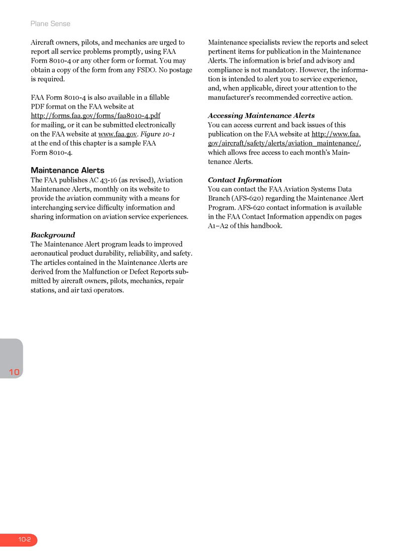Maintenance alerts. The FAA publishes AC 43-16 as revised, Aviation Maintenance Alerts, monthly on its website to provide the aviation community with a means for interchanging service difficulty information and sharing information on aviation service experiences. Background: the Maintenance Alert Program leads to improved aeronautical product durability, reliability, and safety. The articles contained in the maintenance alerts are derived from the malfunction or defect reports submitted by aircraft owners, pilots, mechanics, repair stations, and air taxi operators.